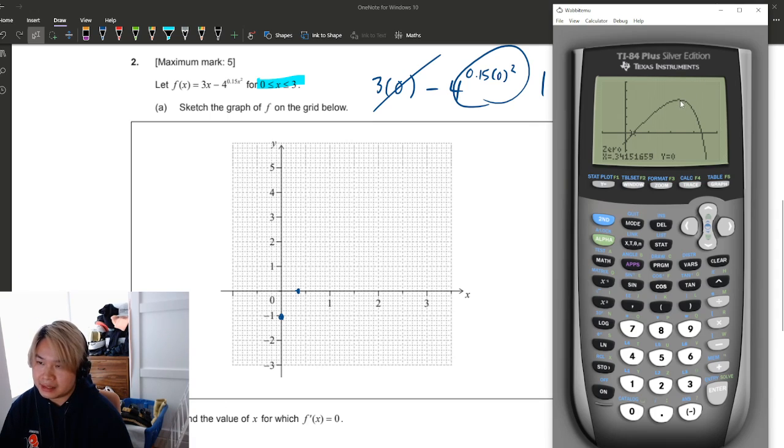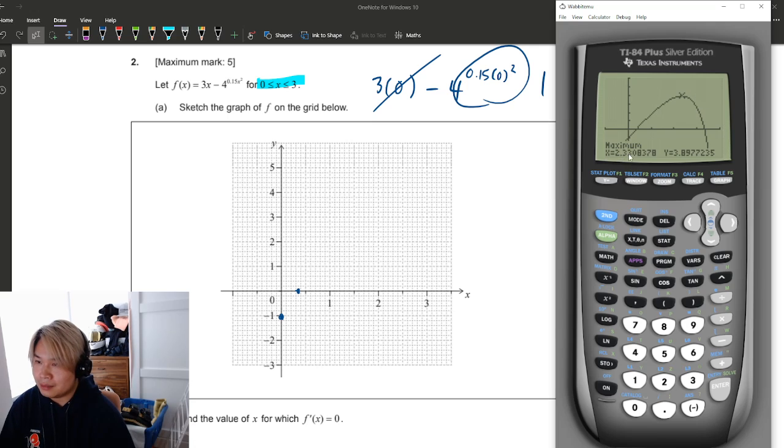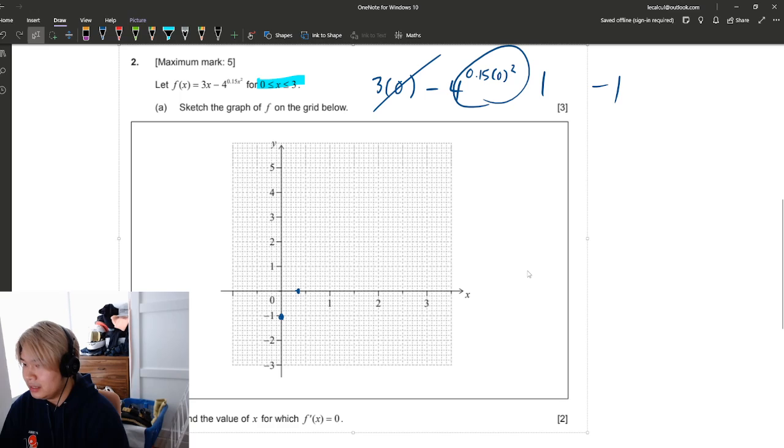They probably would like to see the maximum as well, so we're going to go back and calculate the maximum. And same process, it's going to ask you for a left boundary, the right boundary, and then a guess. So we have a maximum at 2.3 and about 3.9. So here at 2.3, we can go to 3.9, which is like here, I guess.